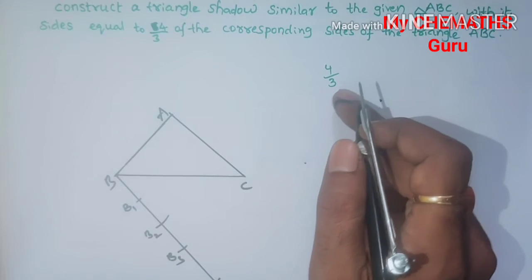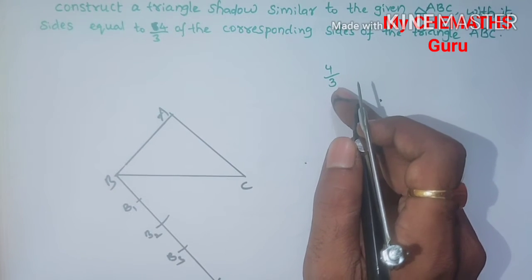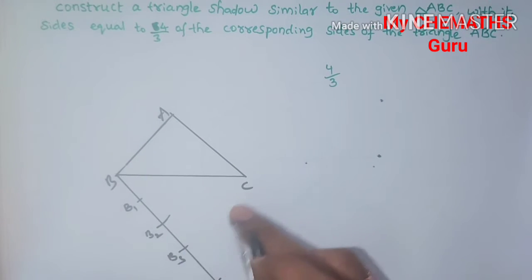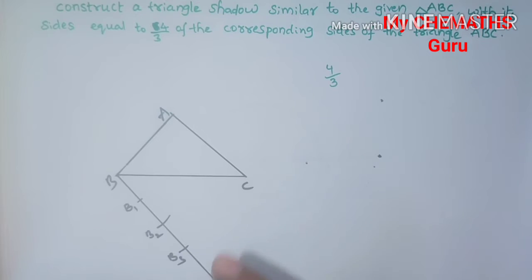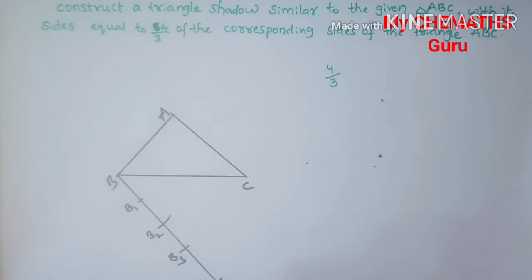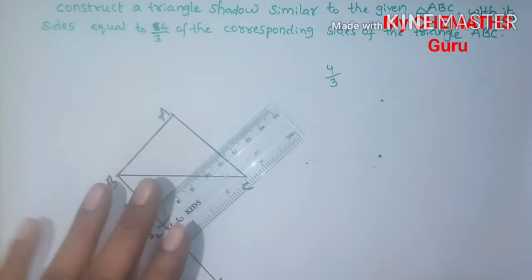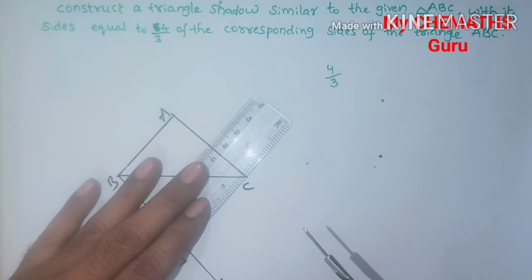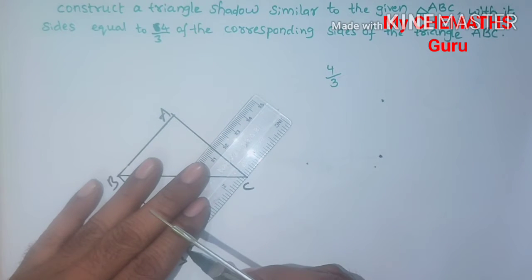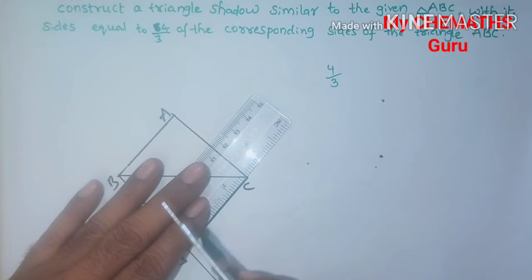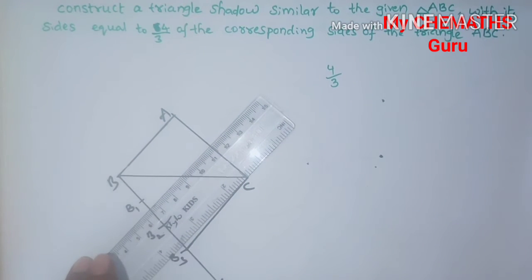Now, as per construction, the denominator is 3. We have to join the denominator to the end point of the given triangle. That means C. You have to join B3 to C. Join B3 to C.